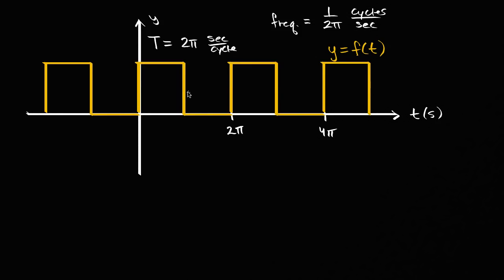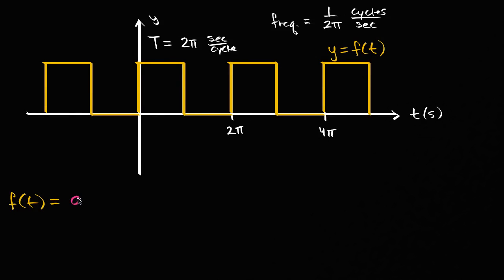And what we're going to explore in this video is, can we take a periodic function like this and represent it as an infinite sum of sines and cosines of different periods or different frequencies? So to write that out a little bit more clearly, can we take our f of t and write it as the sum of sines and cosines?